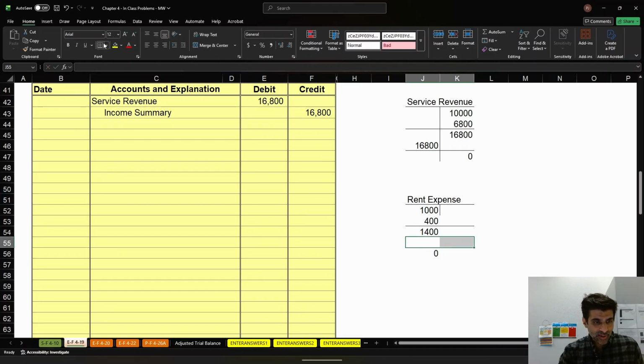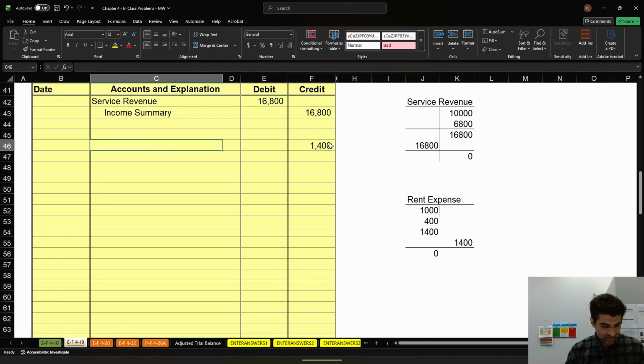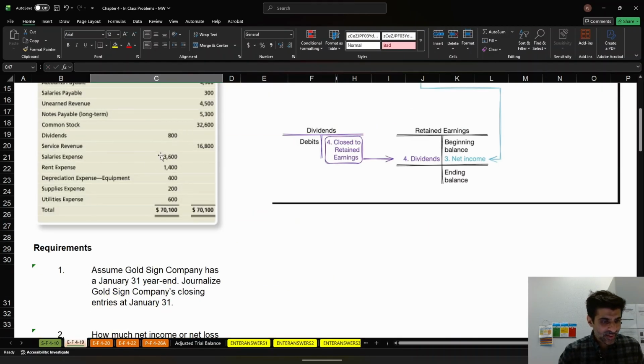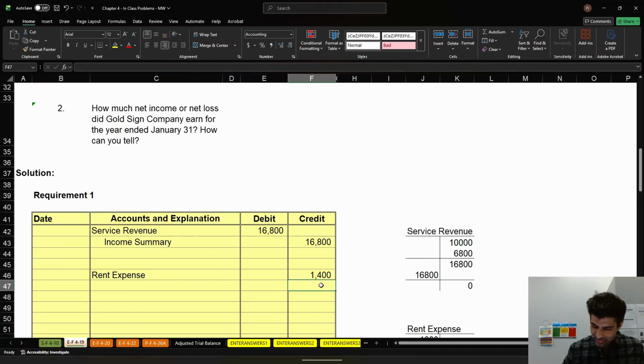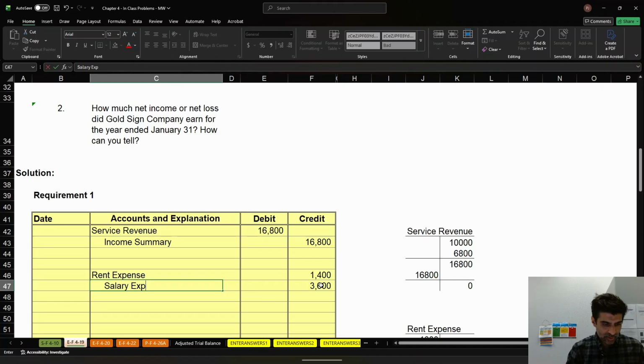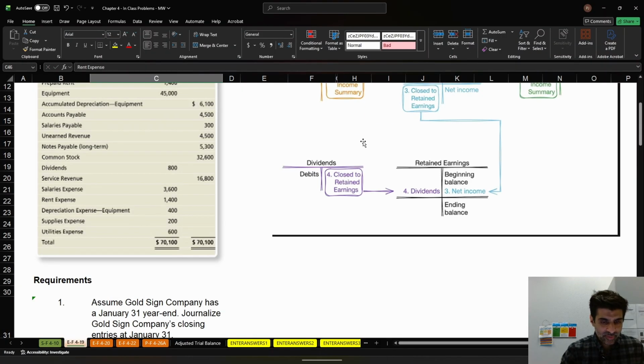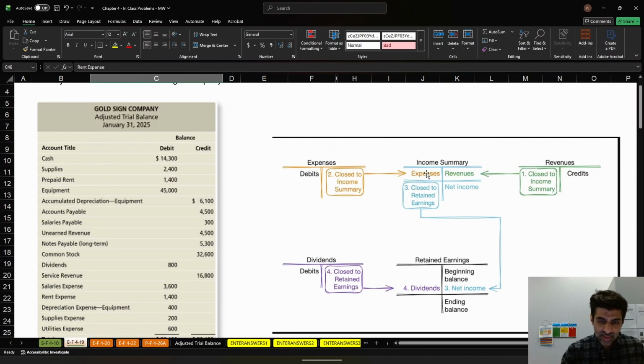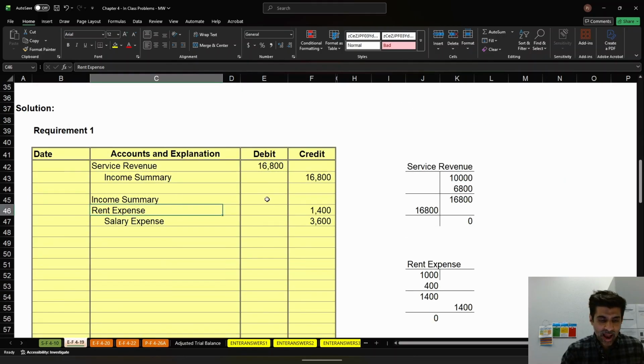What do I have to do? I have to credit this 1400. So that's going to be one of the entries: 1400 credit to rent expense. And then I need to do the same thing for all of these. Salary expense, I need to credit 3600. I'm going to go on, so on and so forth, and close it all with a debit. Because look, this orange, it's a debit to income summary. But I'm going to have to add up all this stuff.